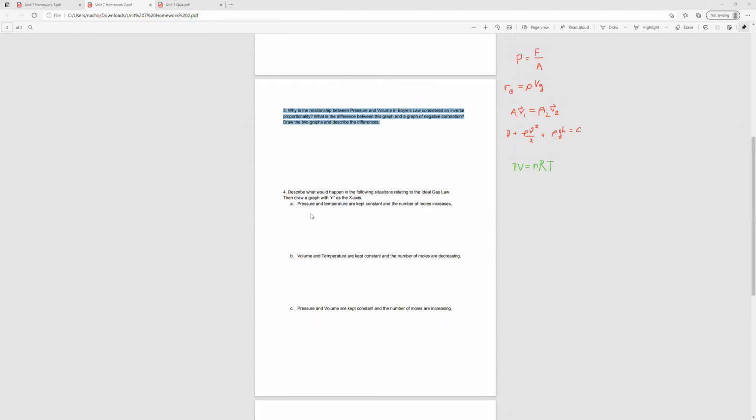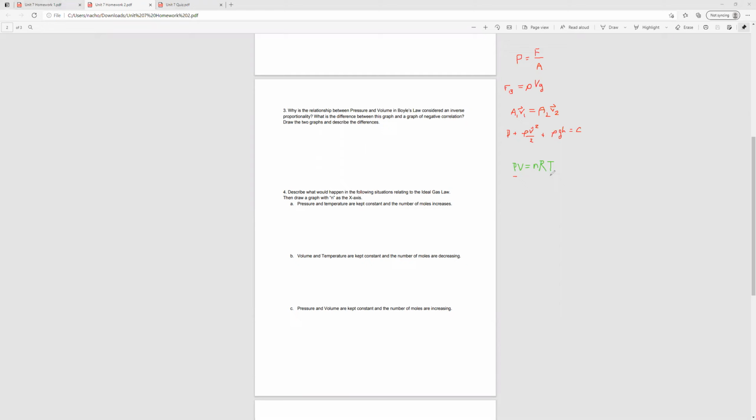So, and then it says, describe what happened in the following situations relating to the ideal gas law, right? And then draw a graph. I won't draw the graph here, but I will just briefly mention what is going to happen. So this is for 4. Now A says pressure and temperature are kept constant and the number of moles increases. So for reference, I'll just do one of these.